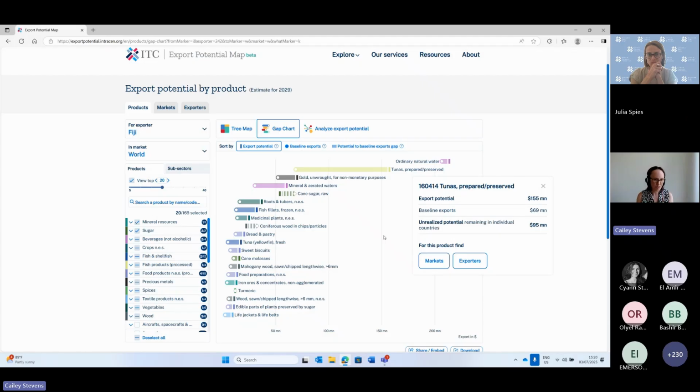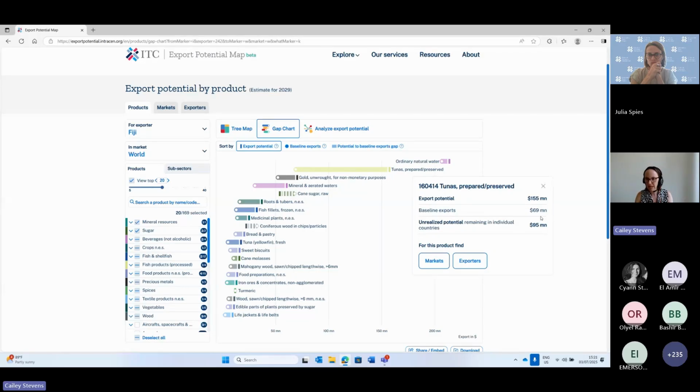This information was available in the previous version, but it wasn't displayed prominently. So in the new version, we've put it up here in the front just to make sure that it is clear what year we're talking about. So this means that by 2029, we expect that Fiji will be able to export $155 million worth of prepared or preserved tuna to the world.